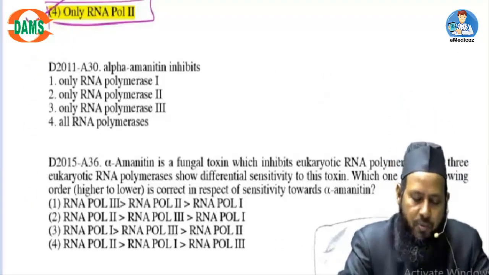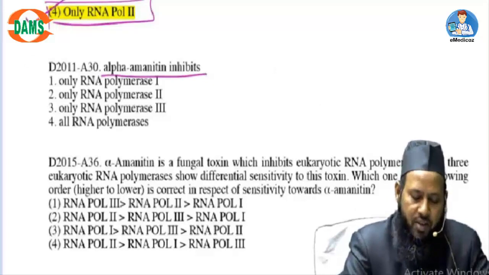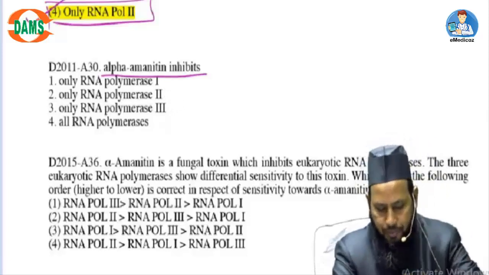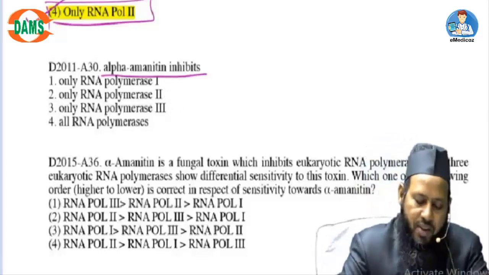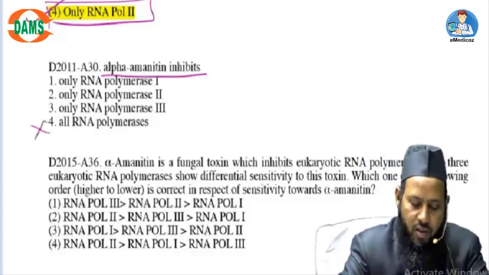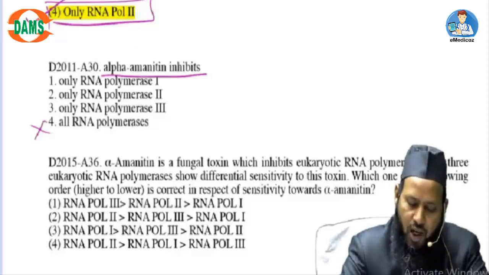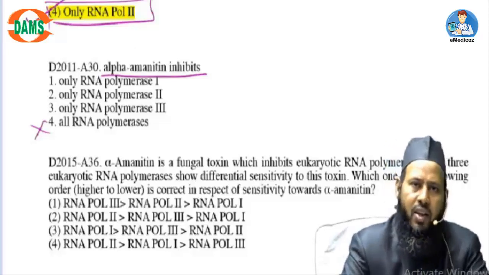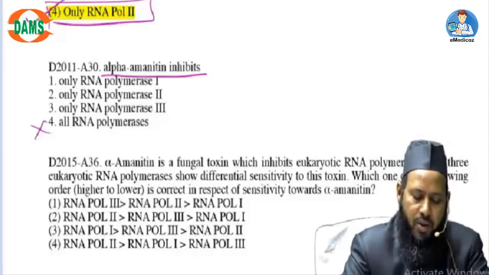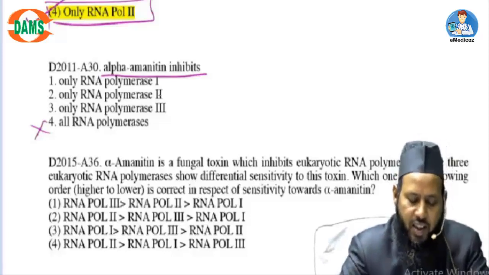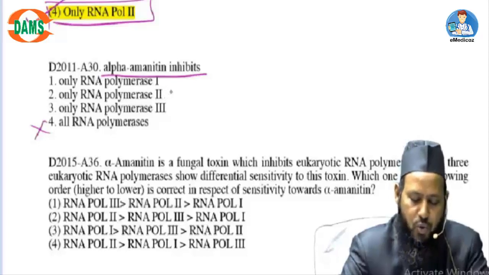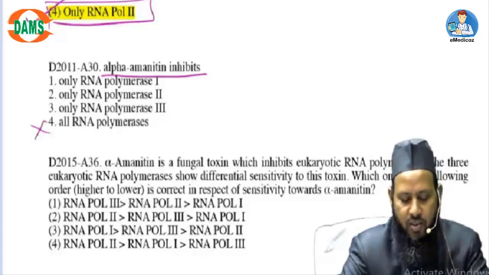Now this question: alpha amanitin inhibits only RNA pol 1, RNA pol 2, RNA pol 3, or all the RNA polymerases. Basically all the RNA polymerases, that is wrong, and we know that alpha amanitin inhibits polymerase 2 highly sensitively, and then at a very large concentration it inhibits polymerase 3 also. So they should have given the RNA polymerase 2 and 3, but they have given only one in the option. So it is a confusion.